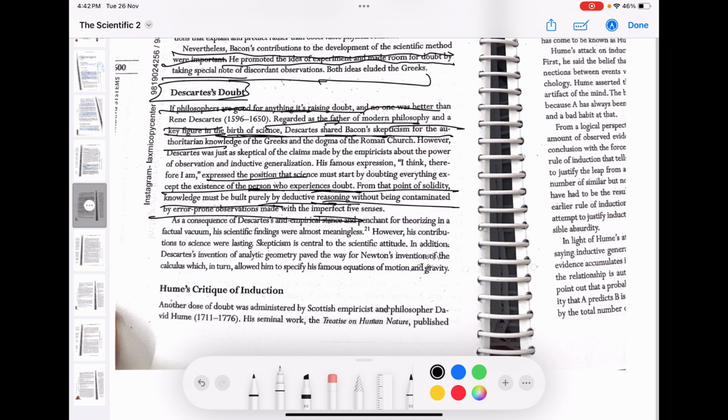So, you need to always raise doubts, right? That's what Descartes says, that you need to keep raising doubts before taking any sort of decision and so on.